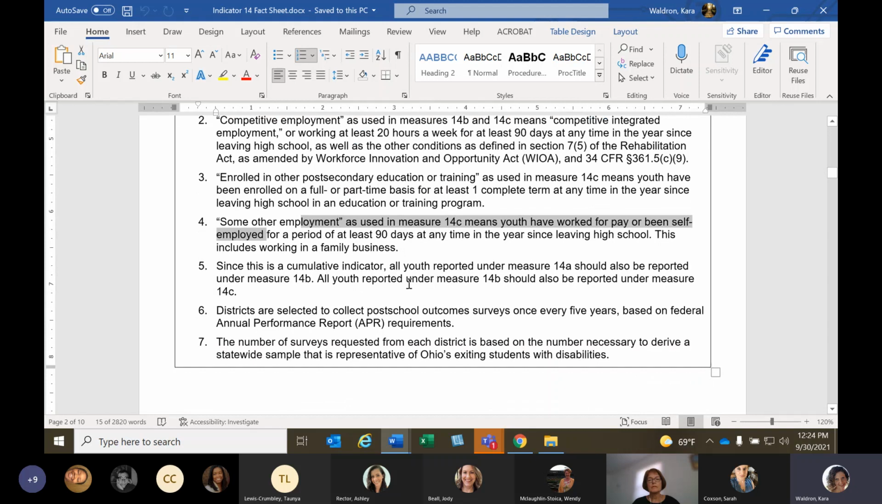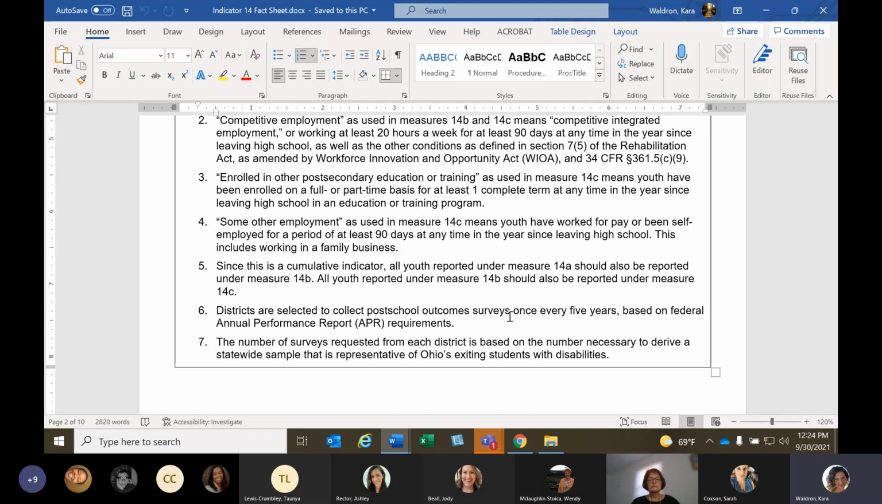We've talked about the cumulative nature of the indicator. We essentially take all of our districts and community schools in Ohio and state-supported schools. Don't want to leave out certainly Buckeye United, School for the Deaf and School for the Blind. Those are our state-supported schools. They're part of this as well.